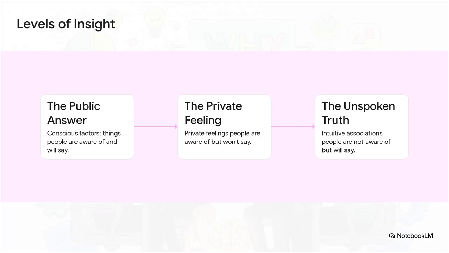Oh, this is one of my favorite ways to think about this. You can picture consumer responses on 3 levels. So first up, you've got the public answer. That's the logical, safe response, I buy this brand because it's reliable. But just below that, you have the private feeling. That's the emotional stuff people might be a little hesitant to admit, like, I buy this because it makes me feel successful. And then, way down deep, is the unspoken truth. These are the gut feelings and associations people might not even know they have. A skilled qualitative researcher knows how to bring that stuff to the surface.